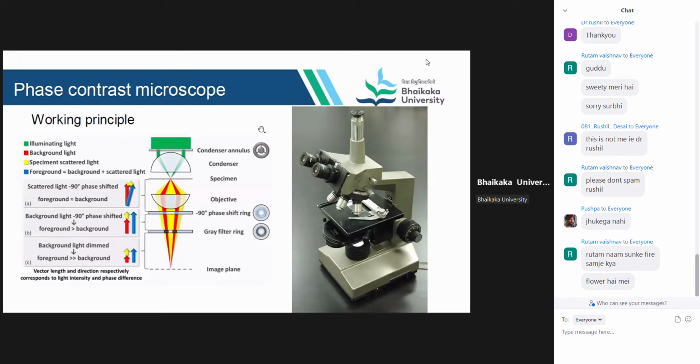So this is the working principle of the phase contrast microscope. Here we can see that there are four types of light used: illuminating light, background light, specimen scattered light, and foreground, that is the combination of the background and the scattered light. Now here it is explained how the vector length and direction respectively correspond to the light intensity and phase difference, thereby creating the image.